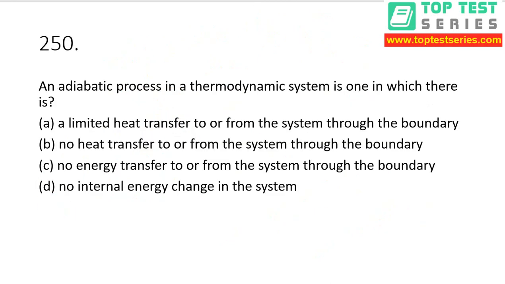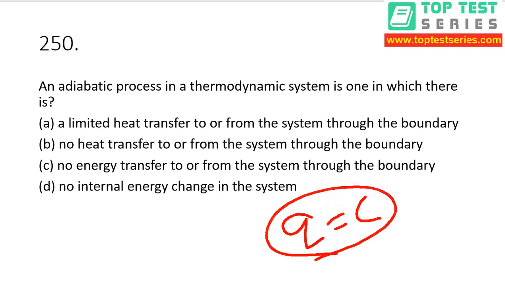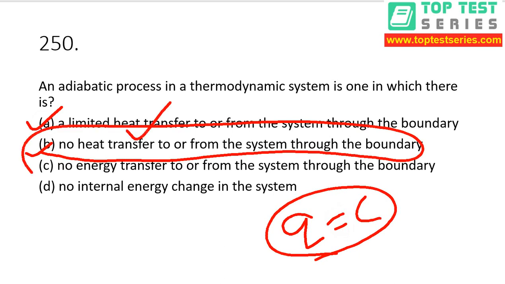Now let's move to question number 250. An adiabatic process in a thermodynamic system is one in which there is, my dear, in case of an adiabatic process, no heat transfer. That means heat is constant. So if you look at option A, limit heat transfer, no. Option B, no heat transfer to or from the system through the boundary. That's right. Therefore, option B is the correct answer for this question. I hope you got my point.